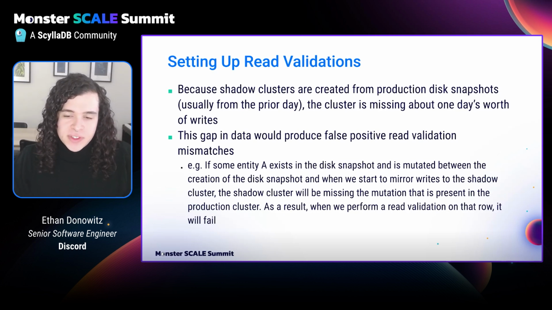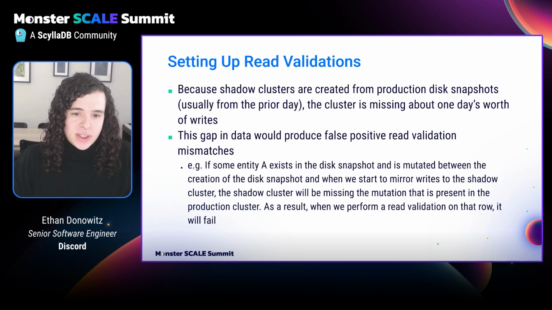So if you imagine you have some entity A that exists in the disk snapshot, and it's mutated between the creation of that snapshot and when we start to mirror writes, the shadow cluster will be missing that mutation. And as a result, when we try to perform a read validation, it will fail.